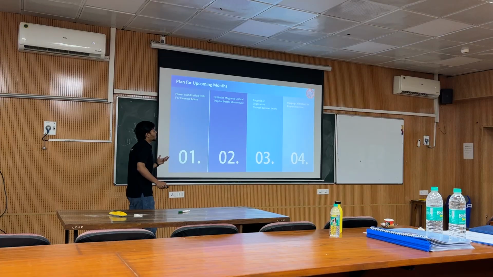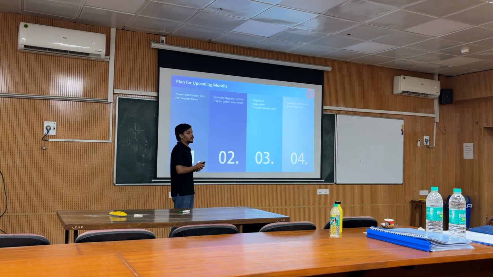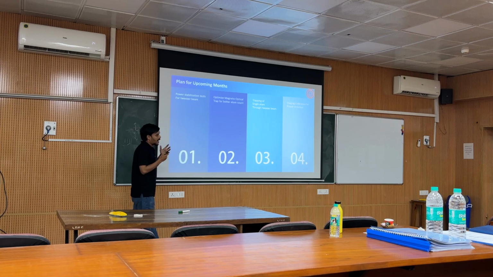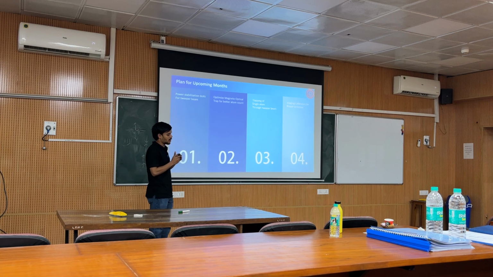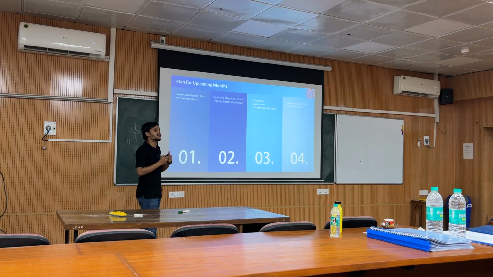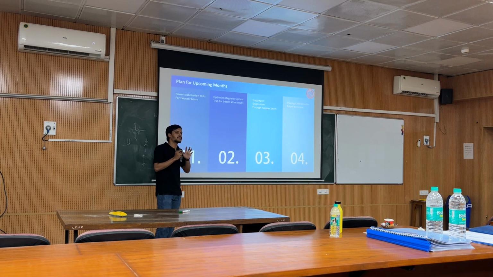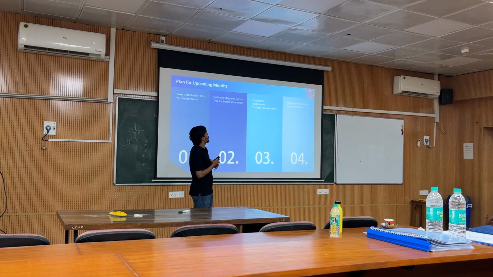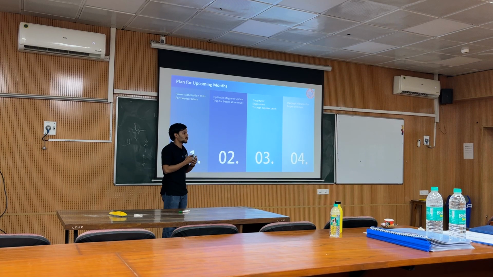Now, the plan for upcoming months. First of all, we need to do a power stabilization test for the tweezer beam. As I have mentioned earlier, the tweezer beams are very important, and the power stabilization has to be less than 1% of RMS value, so the fluctuation will be very small. Then only we will be able to properly trap the atoms. The second thing, we will optimize the magneto-optical trap for better atom count, so that we will get a higher number of atoms in the cloud, and from there we will trap the single atom with the tweezer beam.